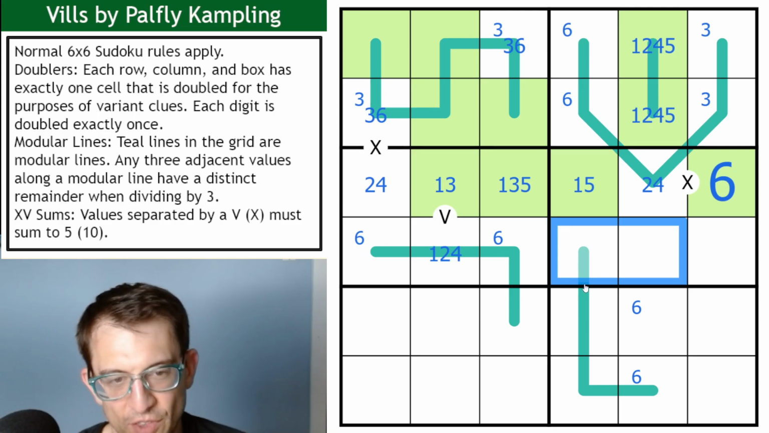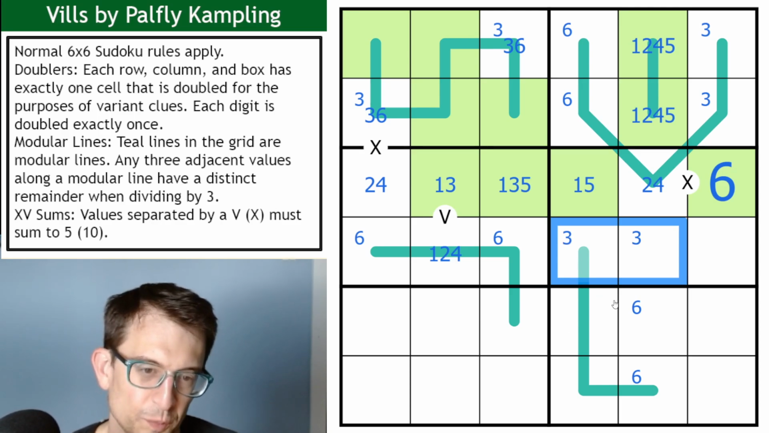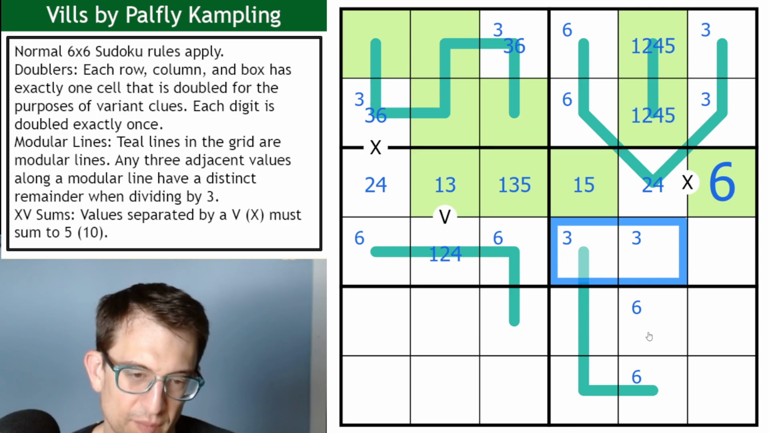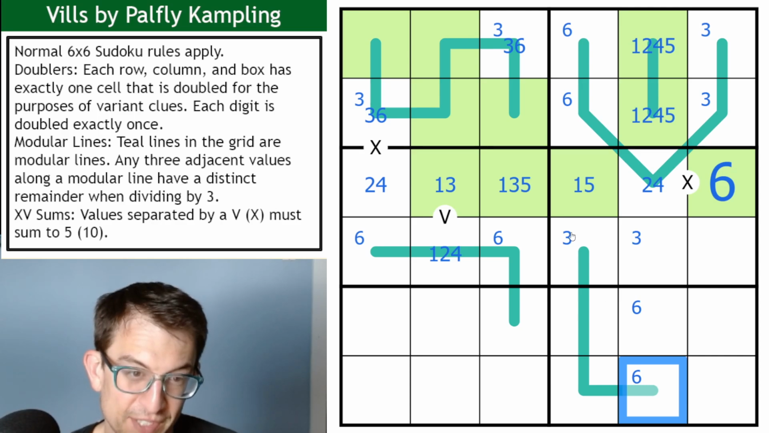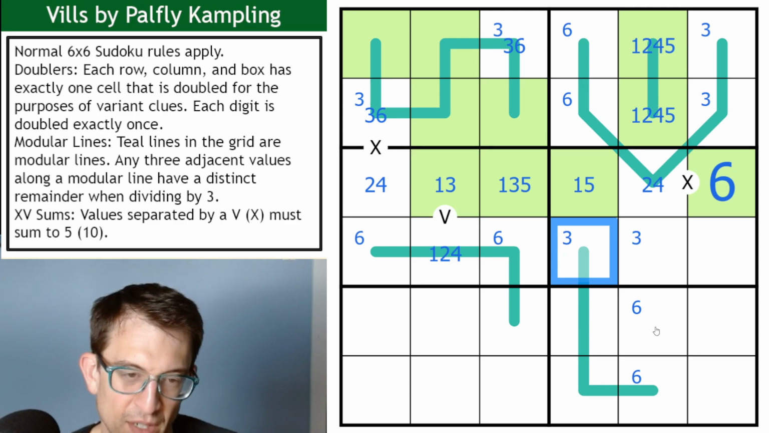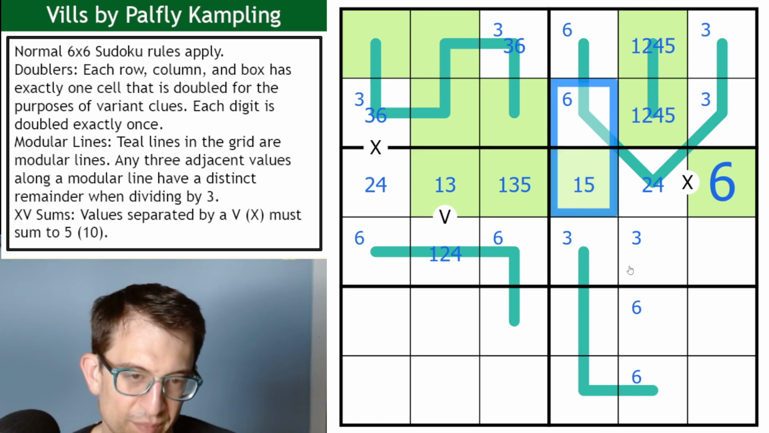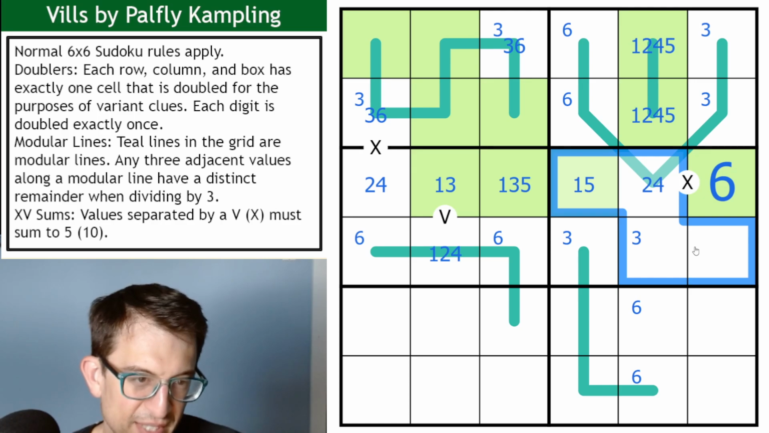One of these is a 3. I wonder if there's some problem with this being a 3-6 pair. It's not immediately obvious to me. If this is a 3-6 pair, this is either 3 or 6, so this is going to be 3 because it can't be 6. I mean, that seems fine.